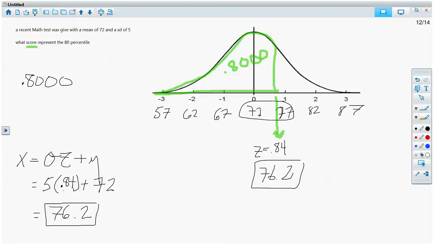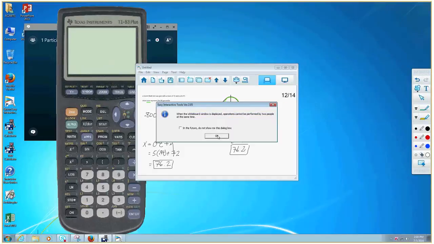I don't even know what time it is. Somebody tell me what time it is. I think that's good enough for government work.